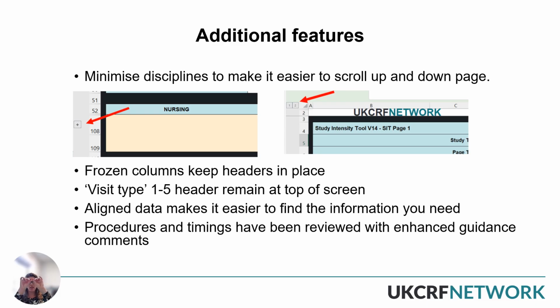We've kept the visit type headers 1 to 5 at the top of the screen, so it doesn't matter which view you're in, whether you're looking at the bottom of the screen or you've scrolled right along to the right, you will still be able to see which visit type number you're working on. We've aligned some of the data again to make it much easier to find those outputs quickly. And our suggested procedures and timings have been reviewed with support from national colleagues, and we've reviewed and enhanced the guidance comments which are in the cells, and you can access those, if you remember, by hovering over the red triangle in that specific cell.